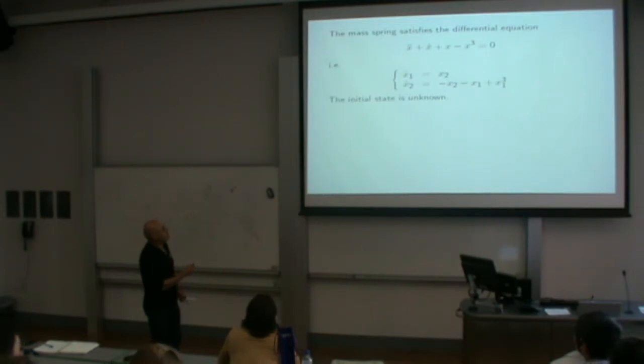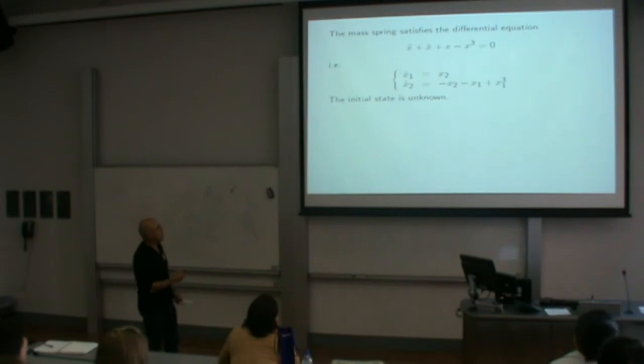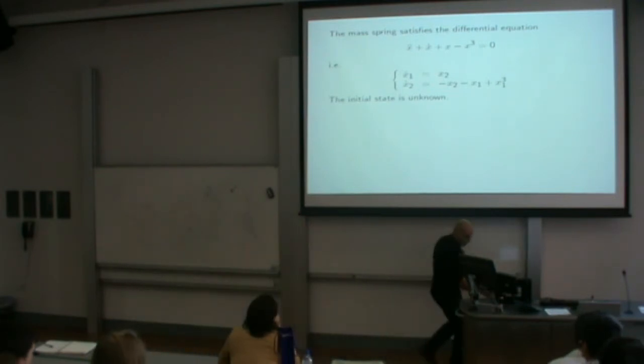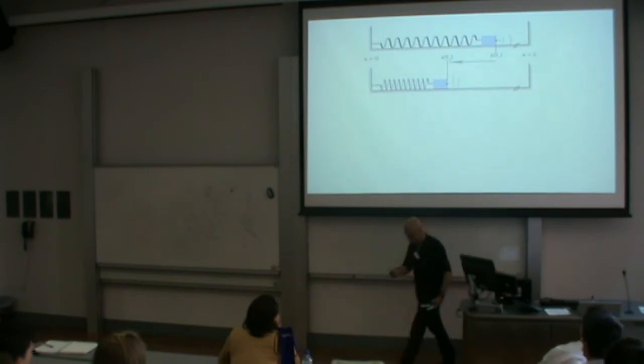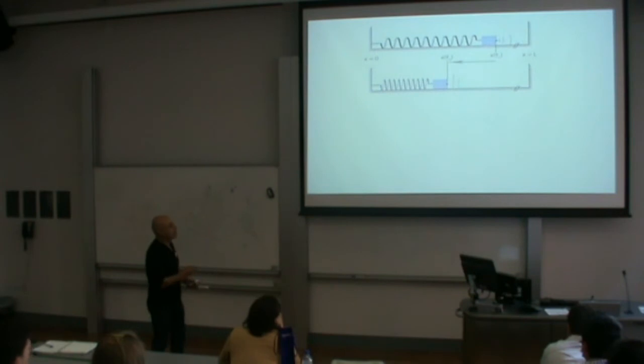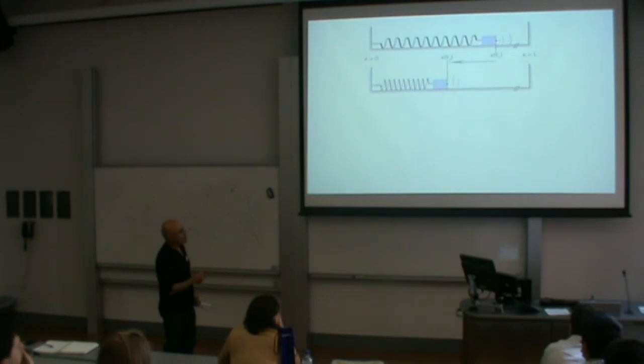described by a nonlinear differential equation, or by this state equation. Here, the initial state is assumed to be unknown. In our problem, so this is the spring. In our problem, we need some measurement to be able to localize the mass. So how do we localize? We have here an emitter which emits a sound.